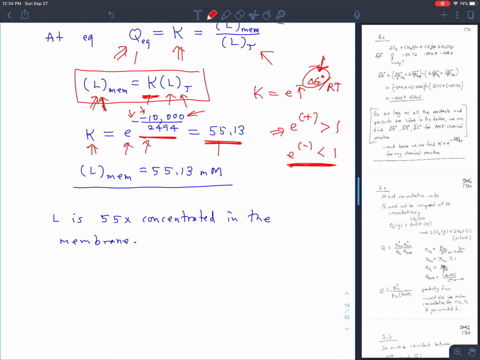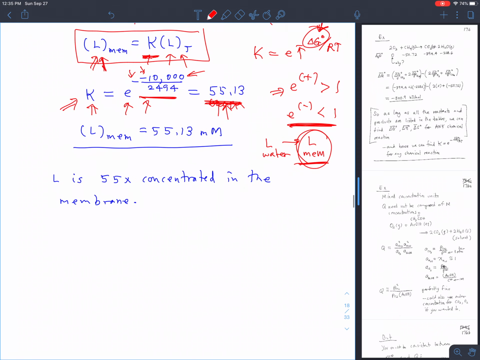The equilibrium constant values vary over an enormous range. A value of 55 is a rather small favorable equilibrium constant. An equilibrium constant greater than 1 means that at standard state conditions, the reaction, in this case the transfer of L from water to membrane, will be a favorable reaction. It will favor the products rather than the reactants, and this 55 tells us by what ratio the products will be favored, in this case a factor over 50.